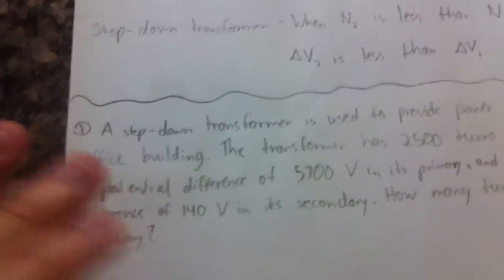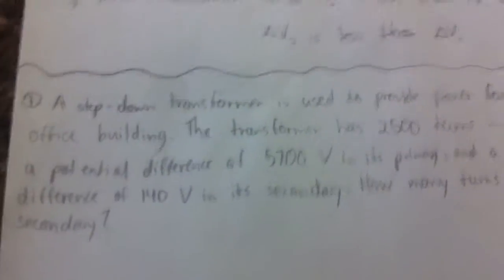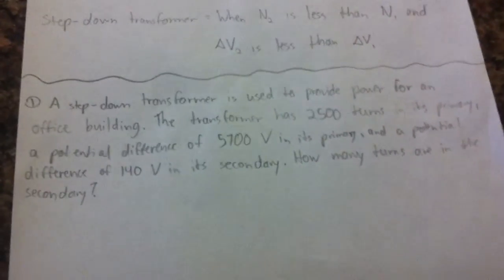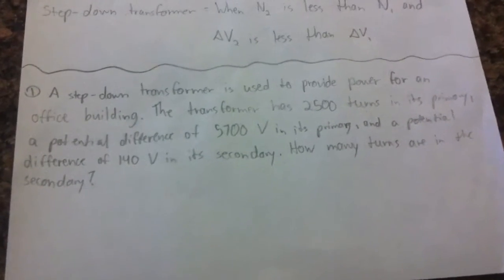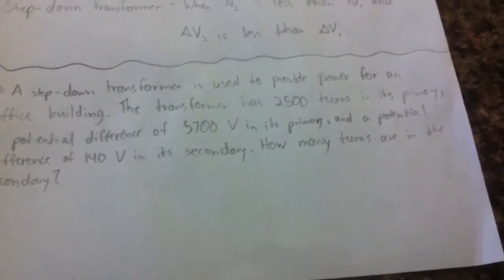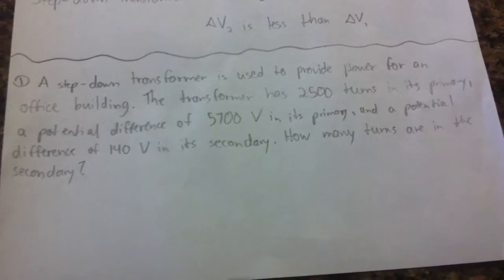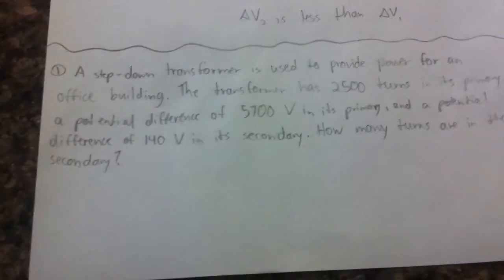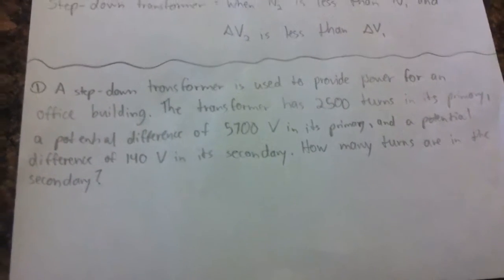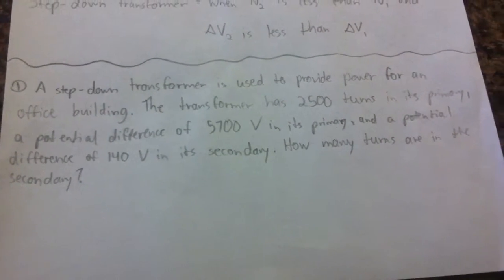So now that we know that, let's try some problems out. A step-down transformer is used to provide power for an office building. The transformer has 2,500 turns in its primary, a potential difference of 5,700 volts in its primary, and a potential difference of 140 volts in its secondary. How many turns are in the secondary?